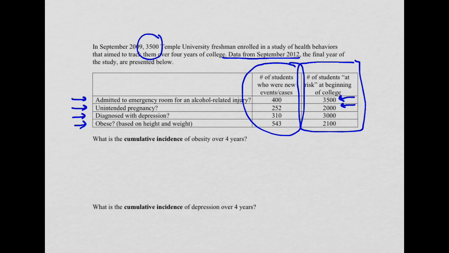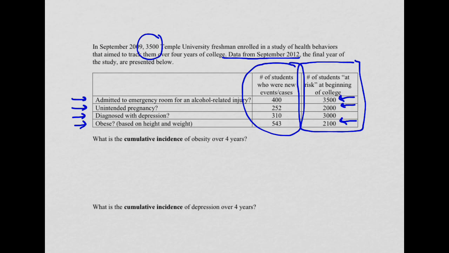Related here, let's go down to obesity. Actually, that's the clearest example. Our denominator, our population at risk for obesity, is 2,100, not our 3,500. The idea here is that a certain proportion of students entered college already obese, so they don't have the potential to become obese because they already are obese. They would come out of our denominator; they're no longer at risk. All right, so now that we understand our table, let's move on to our question.